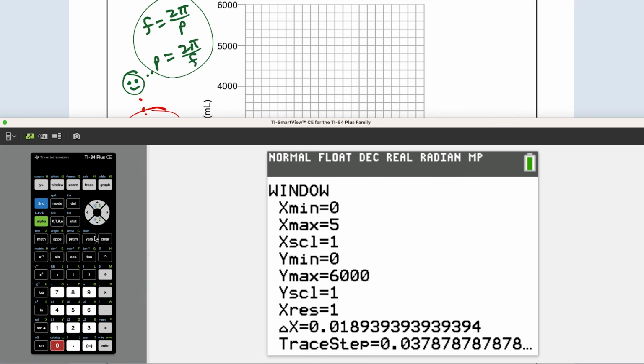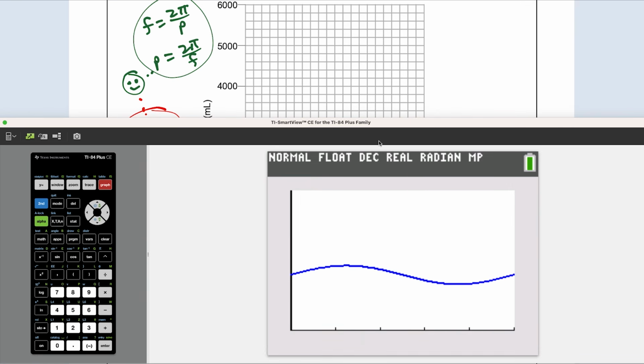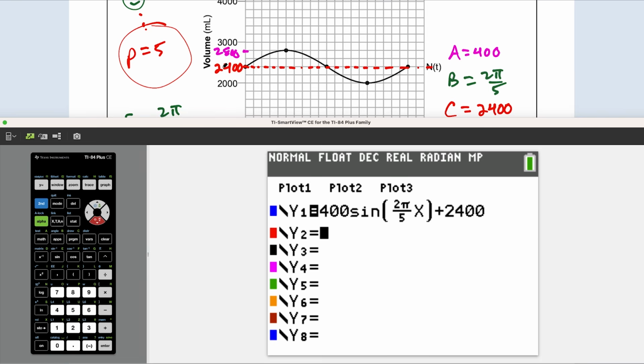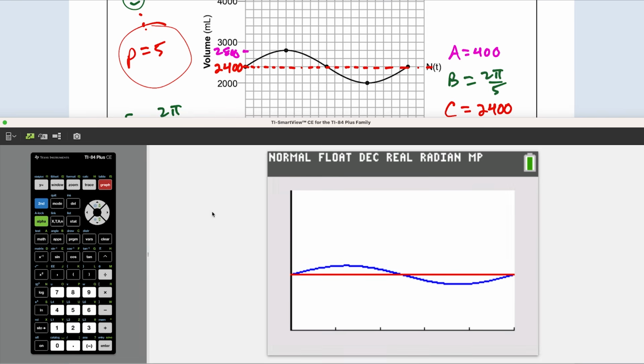So we press graph here, and notice that the graph that we get matches the graph that they gave us here. And if I want to be really sure, I could type in our midline. Our midline was y equals 2,400. And notice that when we press graph here, that we have the midline of this trig function here. So this function is looking good.